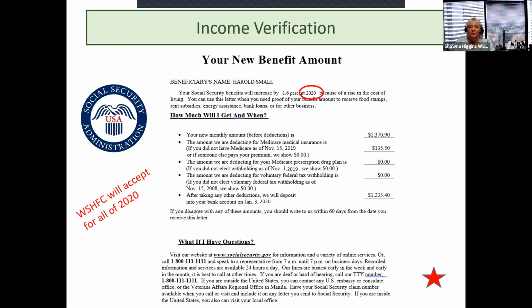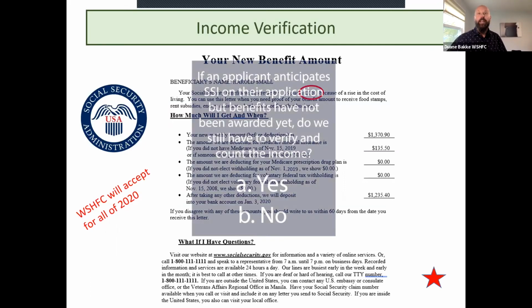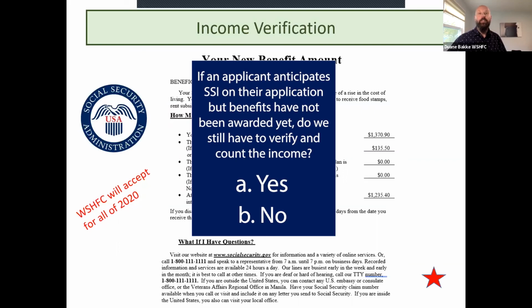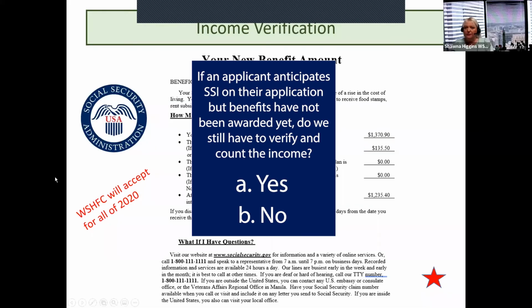Well, I guess we have a polling question. So here's another polling question. If an applicant anticipates Social Security income on their application, but benefits have not been awarded yet, do we still have to verify and count the income? This is a pretty easy one. Yes or no, you've got a 50-50 chance.